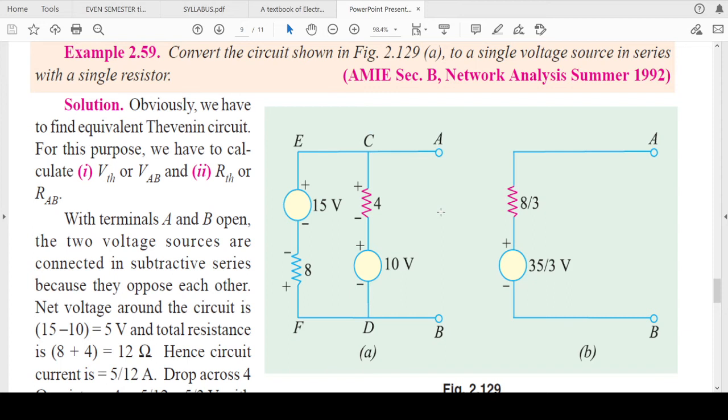Now we will do a problem to understand this concept. In this problem we are given a circuit and we have to apply Thevenin's theorem and find the Thevenin circuit for this given circuit. We have a voltage source of 15 volt, another voltage source of 10 volt, and two resistances, 8 ohms and 4 ohms. They are parallel. So the first step is to calculate the Thevenin voltage, and then find the Thevenin resistance.